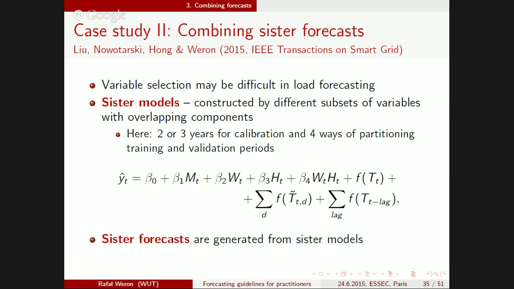Maybe on the next slide we'll see it better. For each model, which is calibrated to slightly different data, you obtain a different forecast, and this will be called a sister forecast. We will be aggregating or combining those sister forecasts.